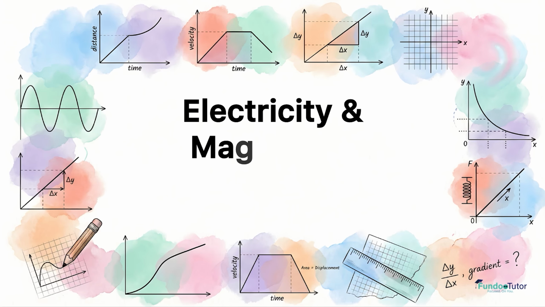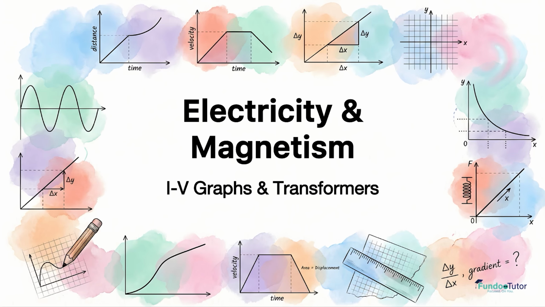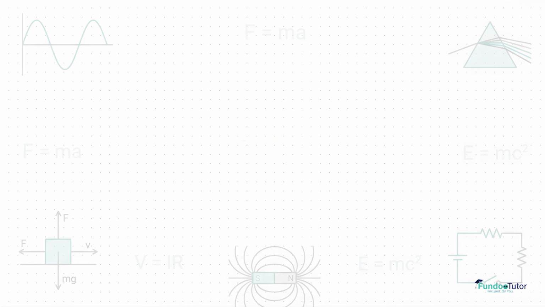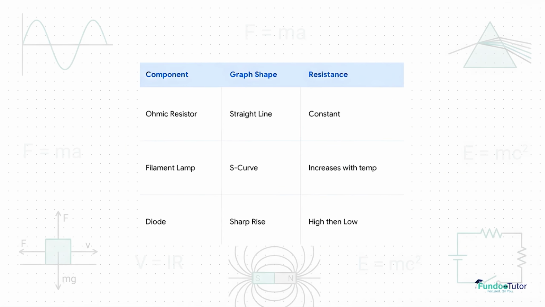All right, we're on the home stretch. Our last section, electricity and magnetism. Let's look at the key graphs you've got to know here. This table is an awesome summary of IV graphs. These graphs just show you what happens to the current as you change the voltage.